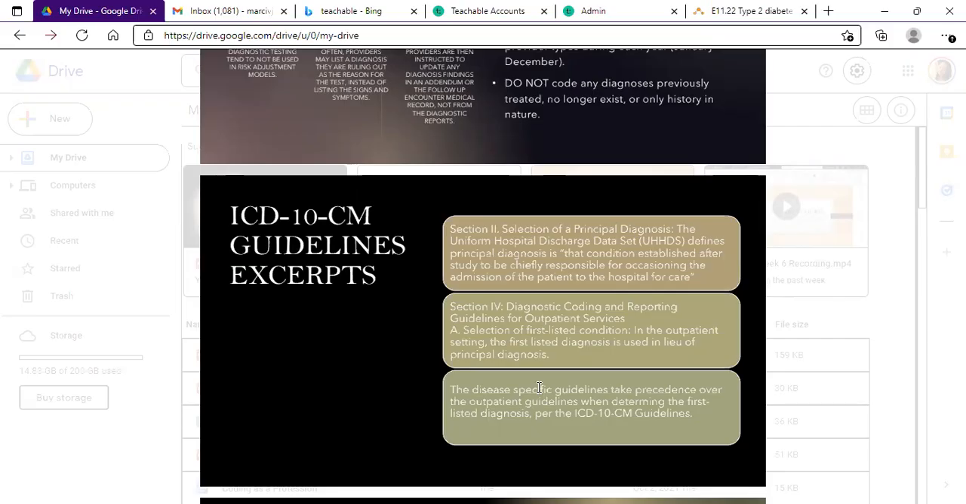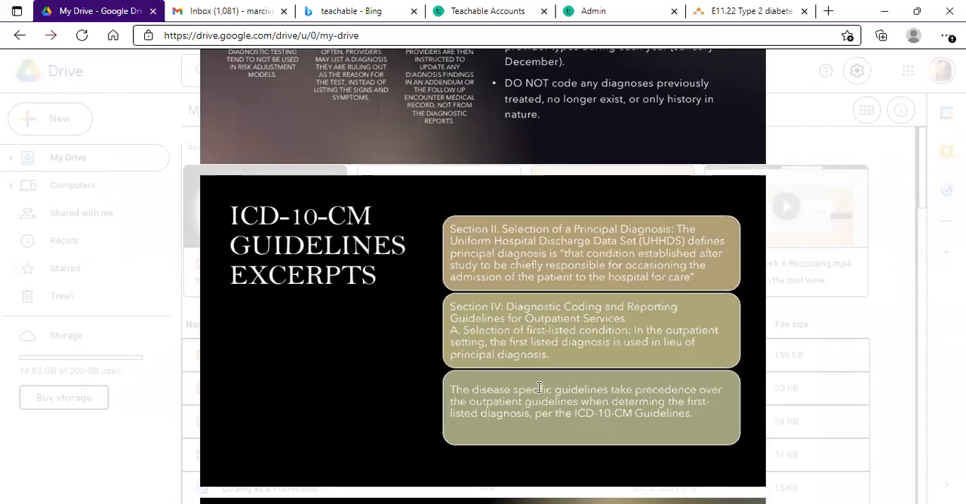It's your principal diagnosis. So section 4, diagnostic coding and reporting guidelines for outpatient services. And remember, we talked about outpatient and inpatient being governed by different guidelines. In section 4, A, selection of first listed condition: in the outpatient setting, the first listed diagnosis is used in lieu of principal diagnosis. So in an inpatient setting, we call it a principal diagnosis, and in an outpatient setting, we generally call it a primary diagnosis, your chief complaint, or your first listed condition. So it's like your chief complaint.